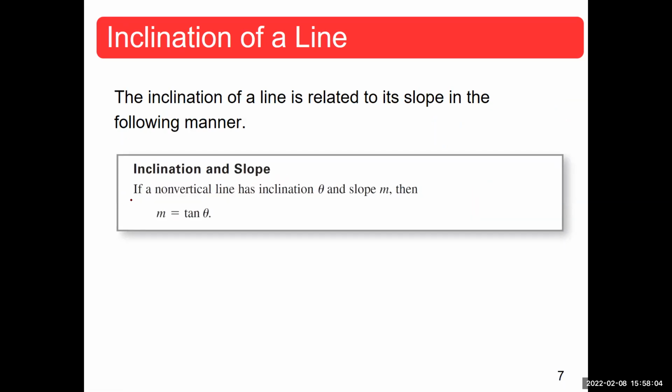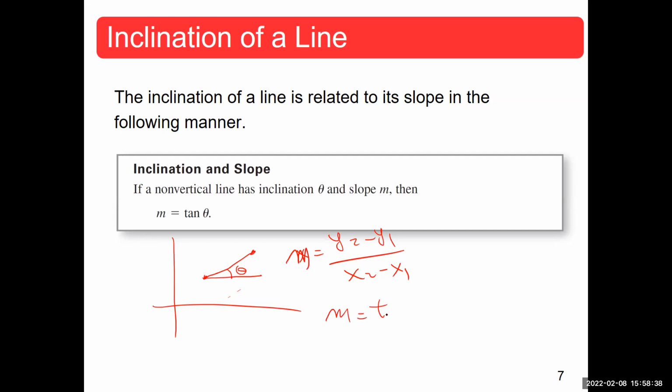One thing important, that tangent theta is the slope of the line. Remember, we studied the slope. If we have 2 points, we said m is equal to y2 minus y1 over x2 minus x1. However, with this angle theta, m equals tangent theta. So if I know the angle, I would know the slope. I don't need x and y whatsoever.